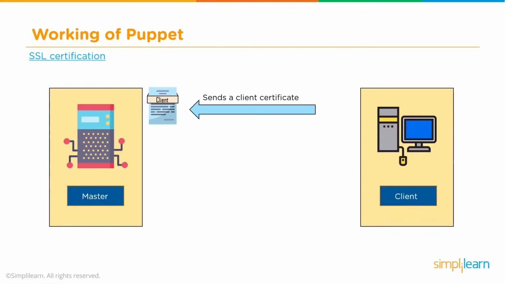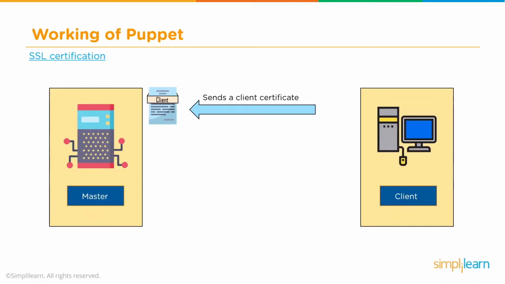We have a master and a client here. This is not the Puppet master or the Puppet client. They are just two systems and we are just going forward with master-slave architecture. So the client so far is not a client. It is just a system and we will refer to the system as system A. So system A sends over a client certificate to the master. Associated with this client certificate is the host name of system A.